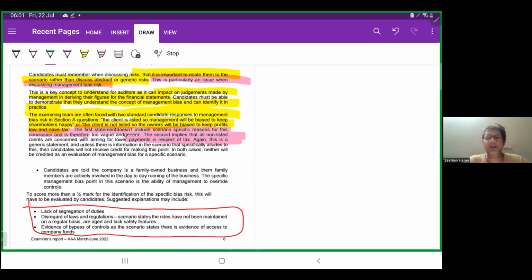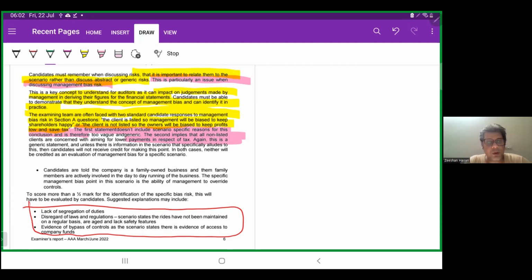I have repeatedly told my classes that rather than discuss abstract, general or generic risk, you cannot assume risk by yourself. You cannot discuss general risks which you have learned from your textbooks. It needs to be scenario specific. This is particularly an issue when discussing management bias risk.